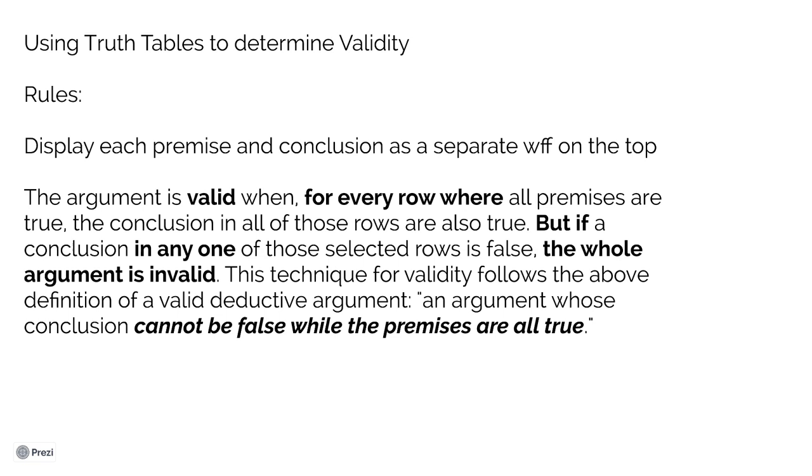If there is a single row in our table where the premises are true and the conclusion is false, this means the conclusion does not clearly follow from the premises, therefore we are dealing with an invalid argument. Recall our definition for a valid deductive argument: an argument whose conclusion cannot be false while the premises are all true. Truth tables, then, can be quite helpful in determining whether our argument is valid or invalid.